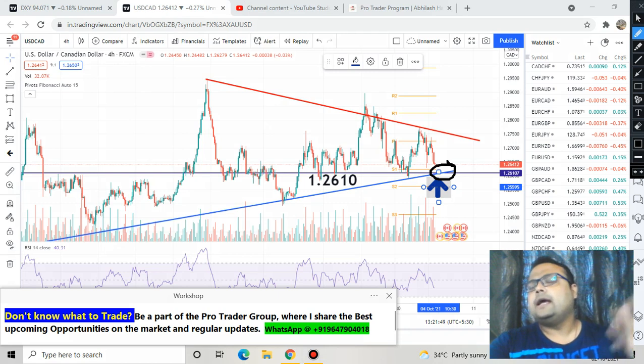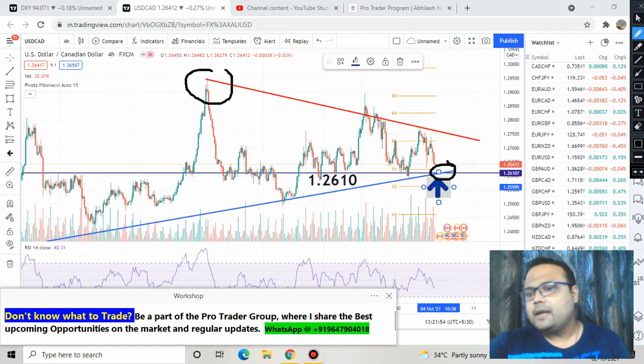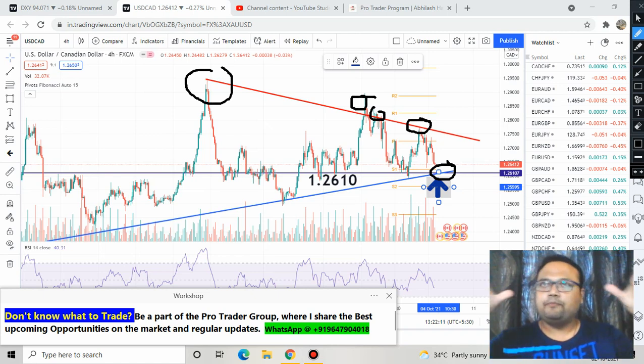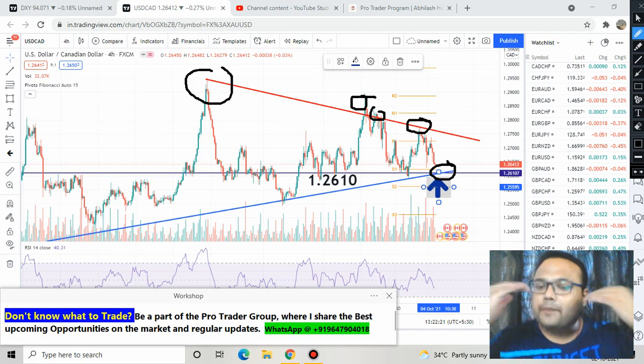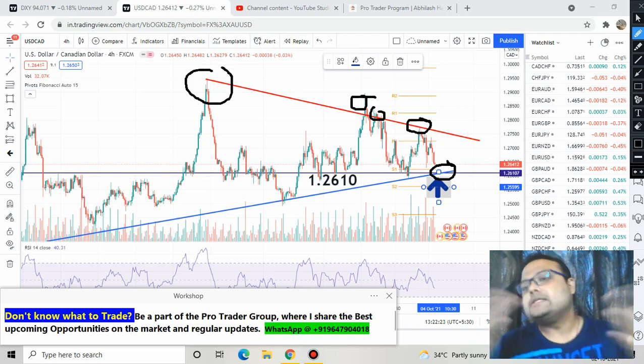But on the other hand, I would like to discuss one more thing: you can see that the market has made this high. After that, the market has also made other highs. But what we need to focus on here is that the market is unable to cross the previous highs, or in simple words, the market is making lower highs. Whenever we get lower highs in the market, it signifies the presence of sellers in the market.